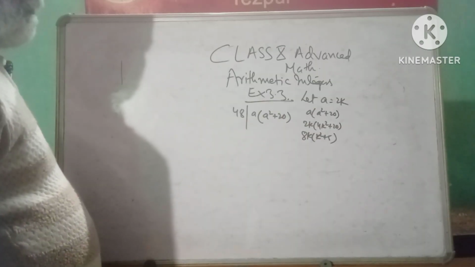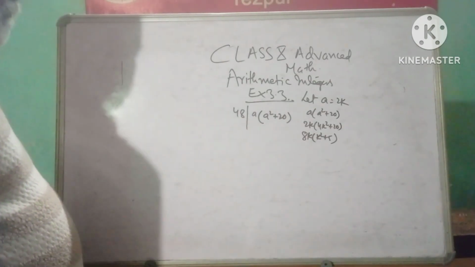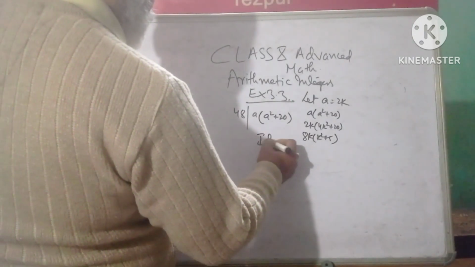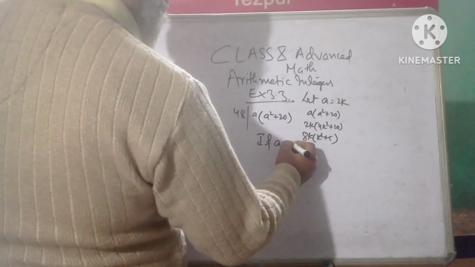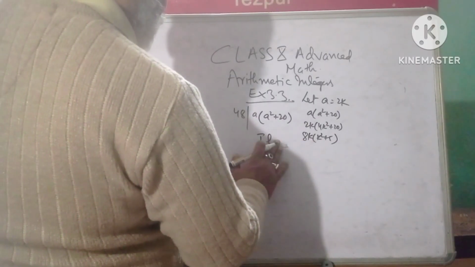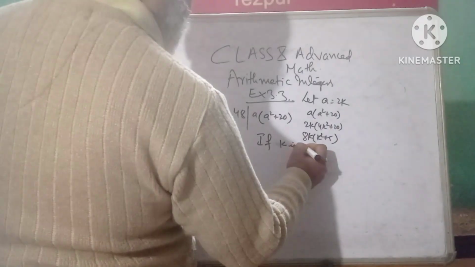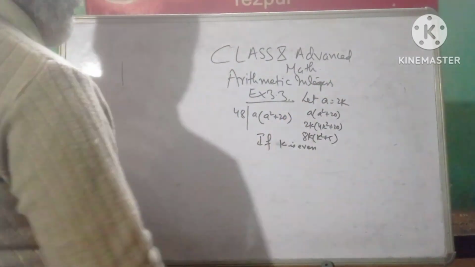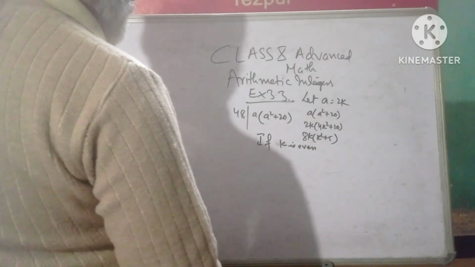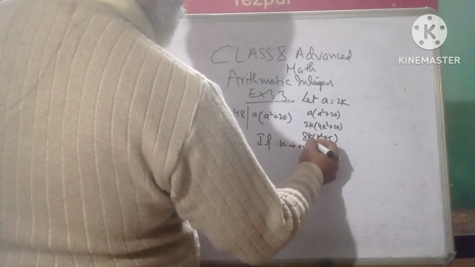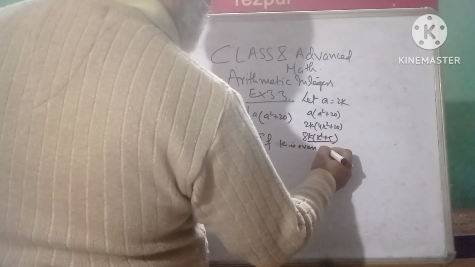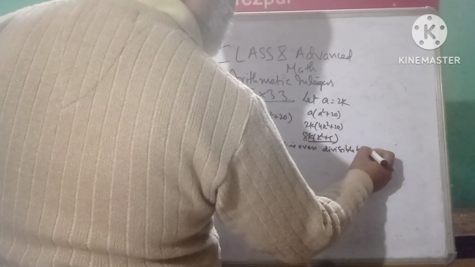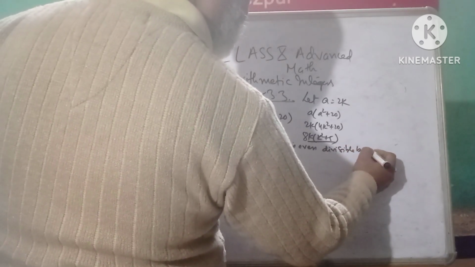Now here you see that if your k is even, you can write a is equal to 2k. So when k is even, this whole will be divisible by 2.